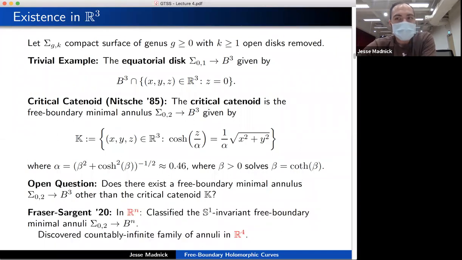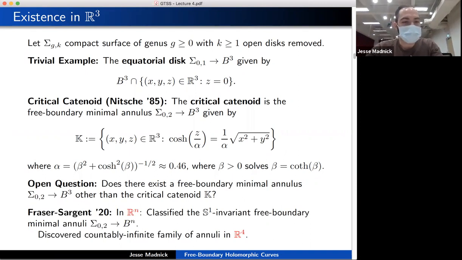So examples are hard to come by. Interestingly, though, if you move to higher dimensional Euclidean spaces, like R^4, then there are in fact free boundary minimal annuli that are not the critical catenoid. So in R^4, there's plenty of free boundary minimal annuli. So the situation is quite different in higher codimension.